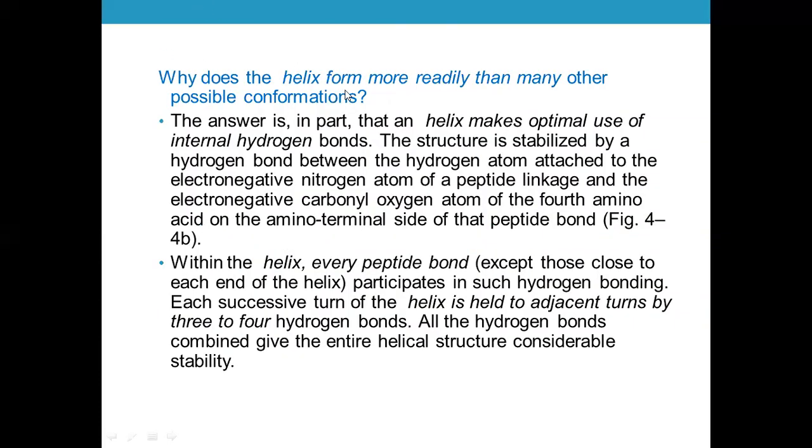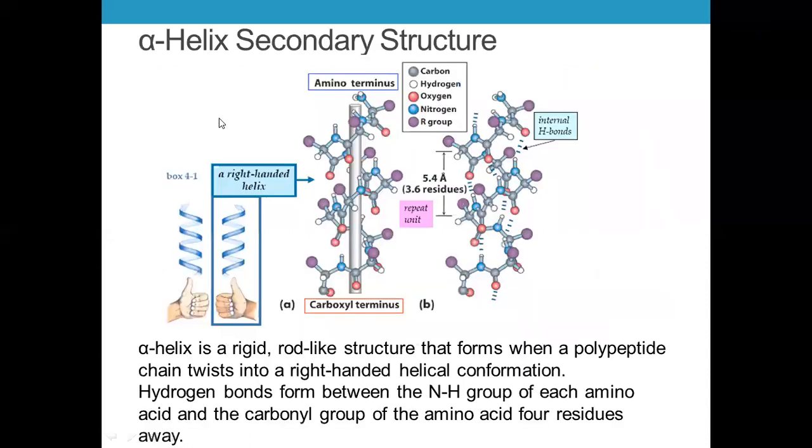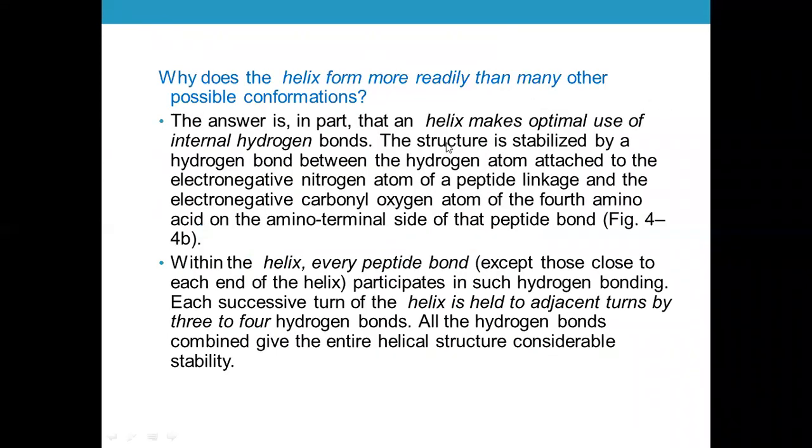So why does the helix form more readily than many other possible conformations? There will be other conformations that the amino acid residues can actually adopt. But why is this alpha helix very predominant in protein structure? Number one is that the helix makes optimal use of internal hydrogen bonds. So there is a hydrogen bond that I have mentioned.